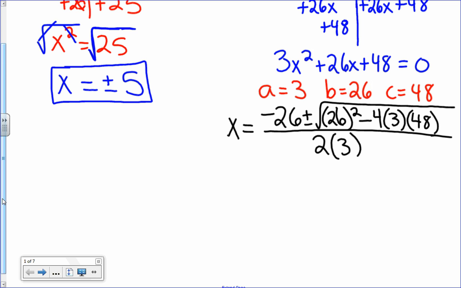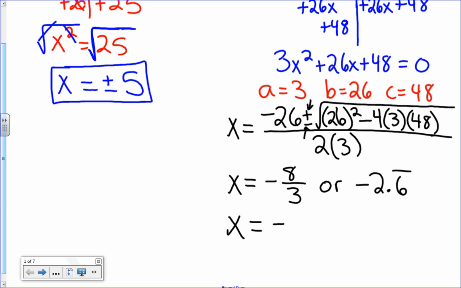Now pause and plug it in your calculator. Remember, when you plug it in the first time through, put a plus. Then go back the next time through and put this minus. So when you solve it with the plus in there, you should get x equals negative 8 over 3, or you could write that as negative 2.6 repeating, or negative 2.67. And when you solve it with the minus, you should get x equals negative 6.